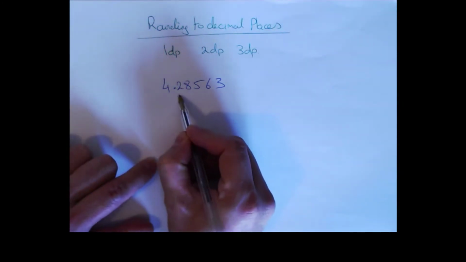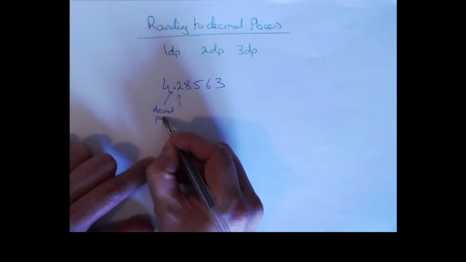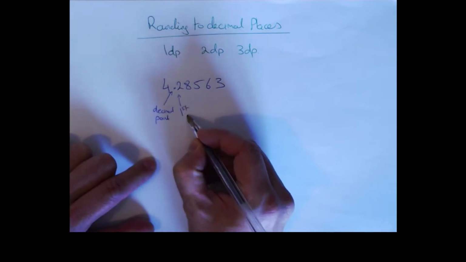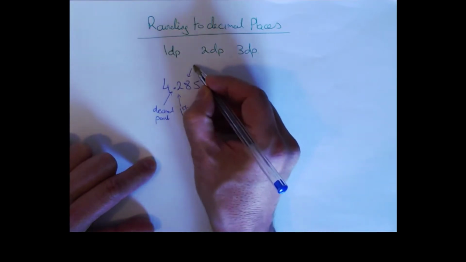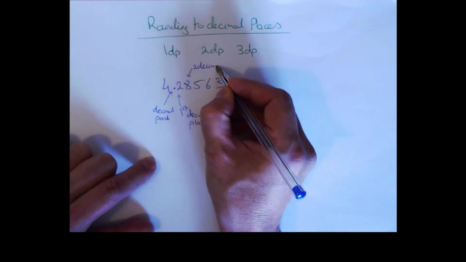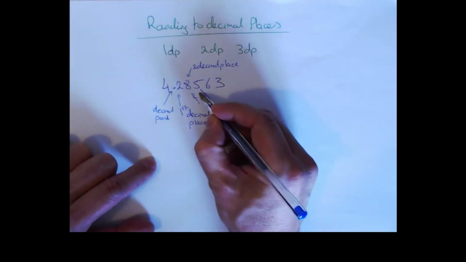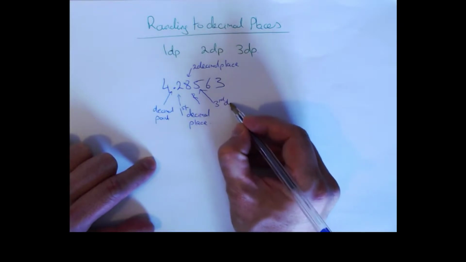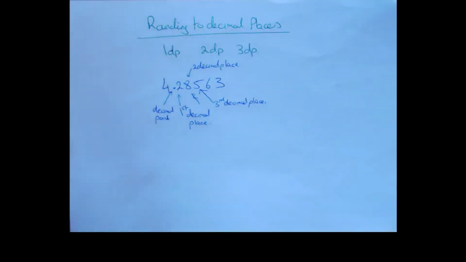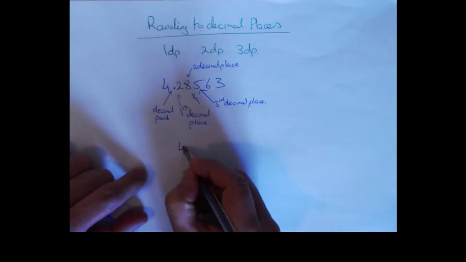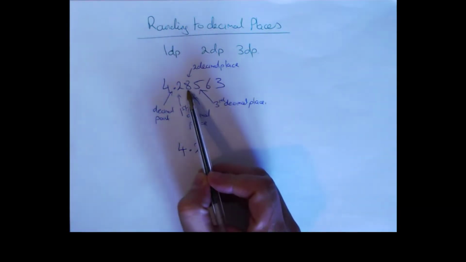This is the decimal point. This is the first decimal place. This is going to be the second decimal place. And this will be the third decimal place. So our question here, looking at this, it looks like a 4.2. So would we say 4.2 in this question? What we do is we look at this next value here.